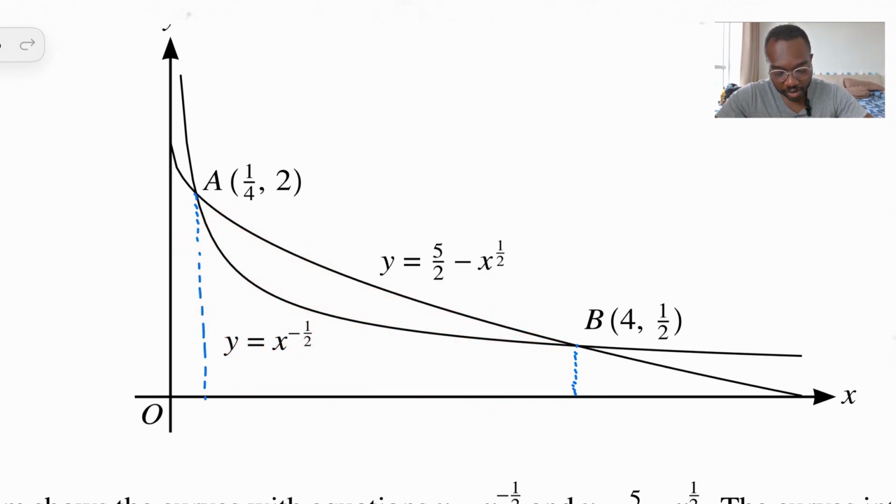And if we're to work out the area of y equals x to the minus a half, well, under that curve, it would just be all of this.